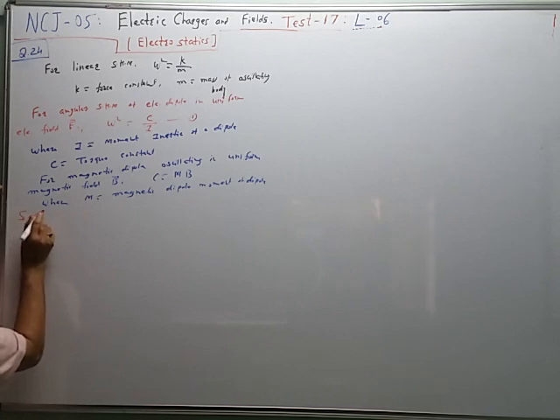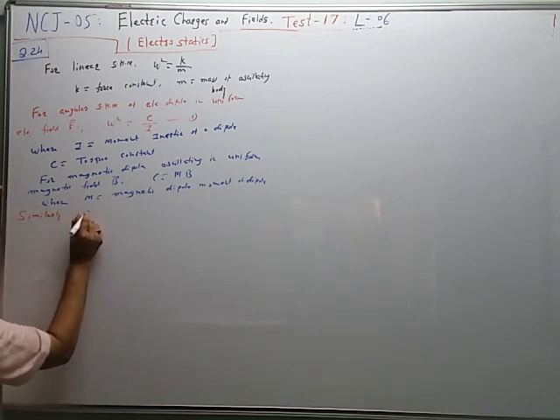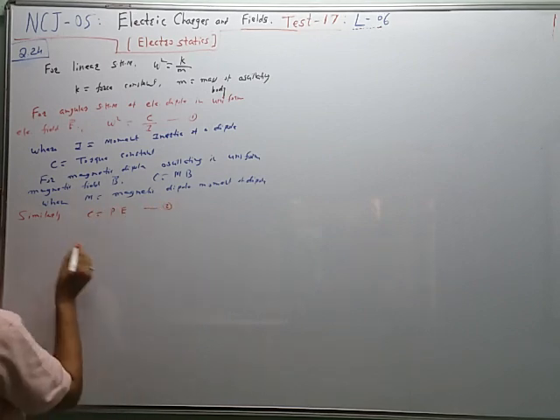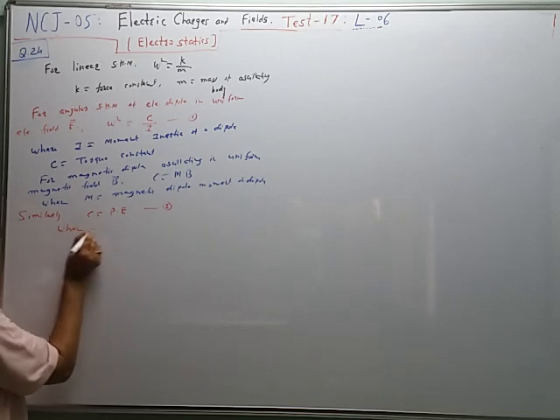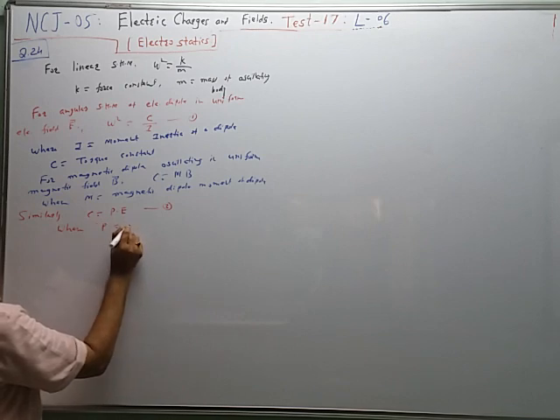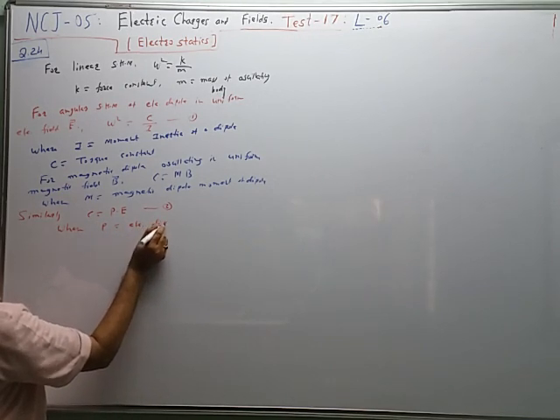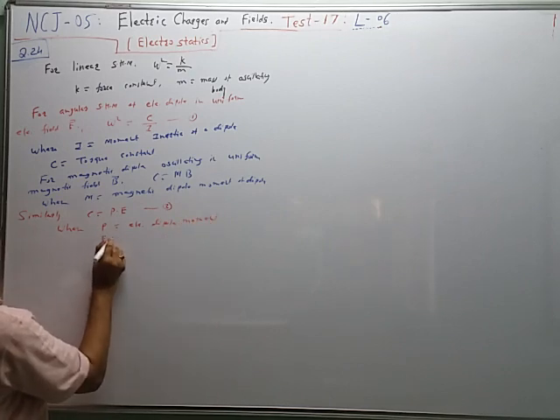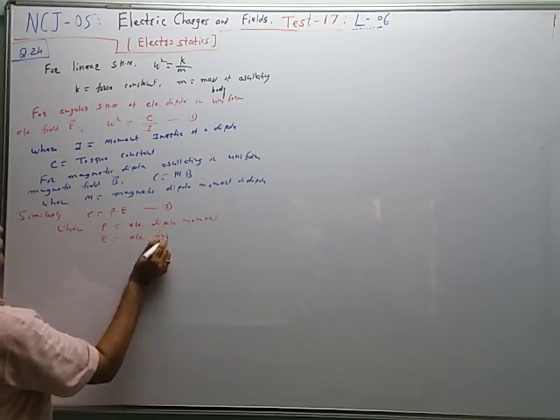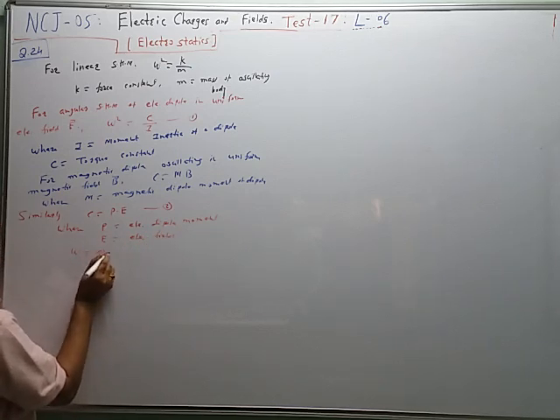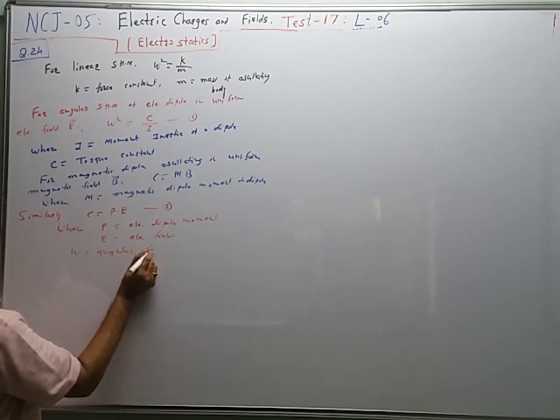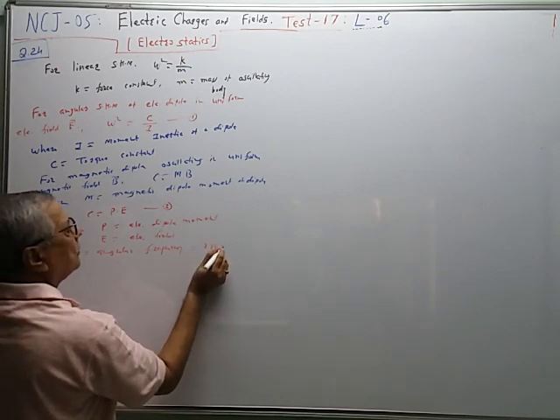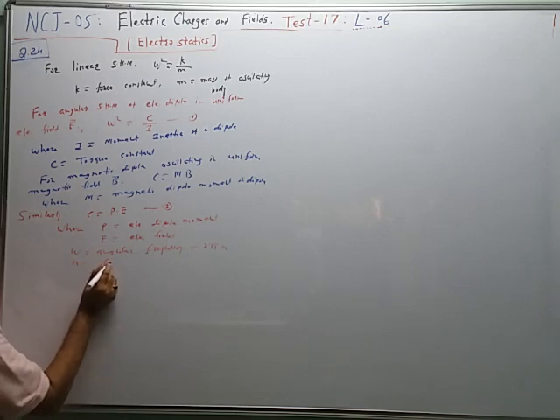Similarly, C is equal to P into E, equation second, where P is equal to electric dipole moment, E is equal to electric field, and omega is equal to angular frequency is equal to 2 pi n. N is the frequency of oscillation.